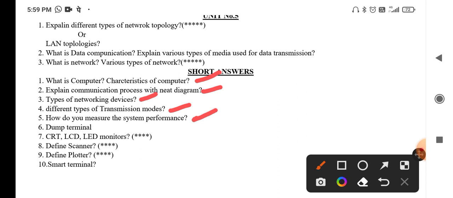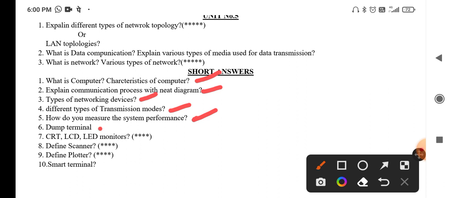So next we have to go for the concept of how to measure the system performance. This is very, very important, because these are short answers, not long answers. Throughput is nothing but the number of outputs produced in a given period of time. That is nothing but the performance of your computer. Then response time, turnaround time, waiting time. These are all 2 marks questions available in system performance.